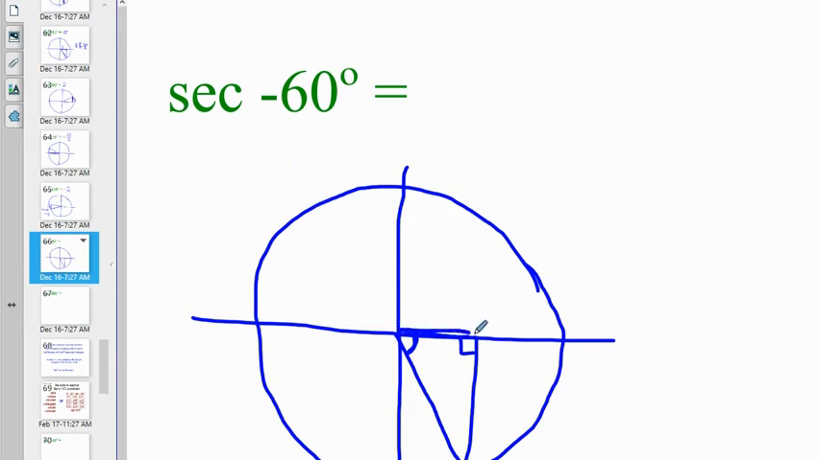Cosine is the x value. My x value is 1/2. That's my cosine value. But this is asking for secant, so it's the reciprocal of, excuse me, positive 1/2. And that is positive 2.